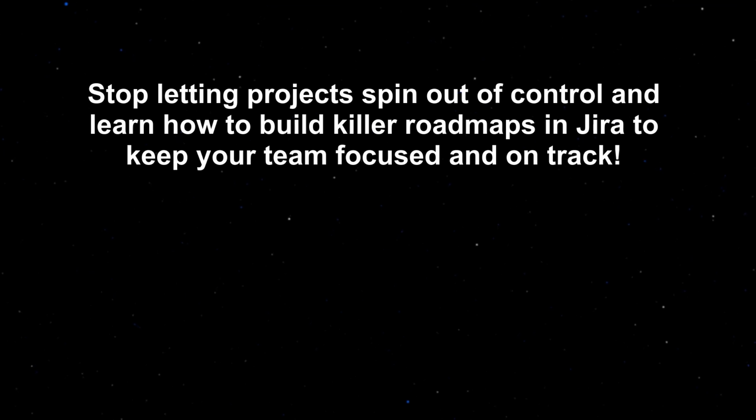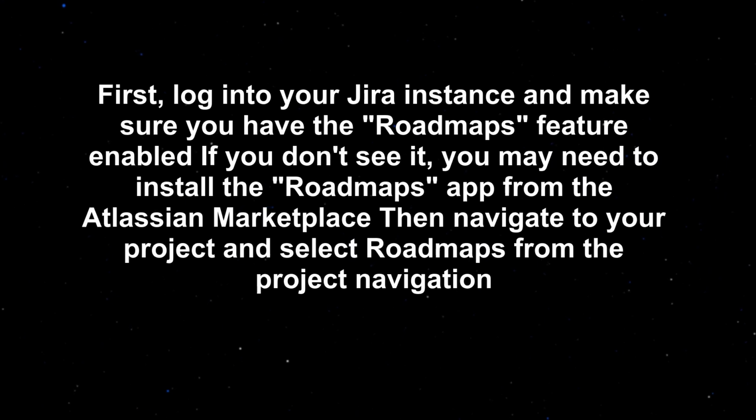Stop letting projects spin out of control and learn how to build killer roadmaps in Jira to keep your team focused and on track. First, log into your Jira instance and make sure you have the Roadmaps feature enabled. If you don't see it, you may need to install the Roadmaps app from the Atlassian Marketplace, then navigate to your project and select Roadmaps from the project navigation.